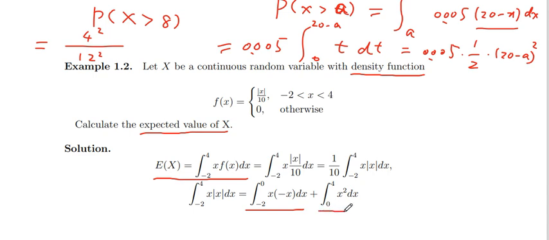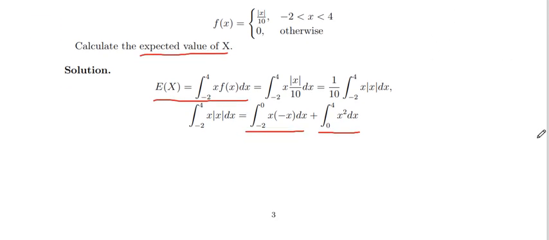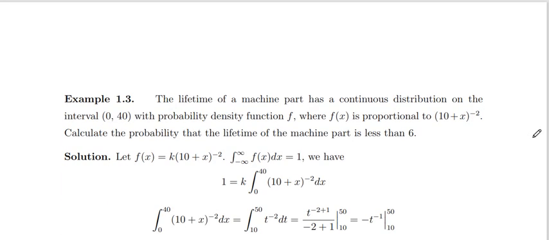And positive part, absolute value of x, is just x squared. So such things, just like integration, are easy. Okay.